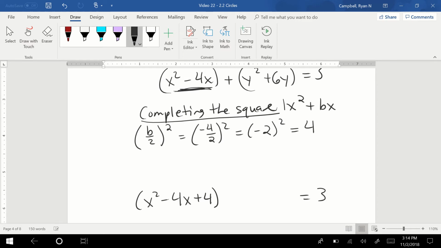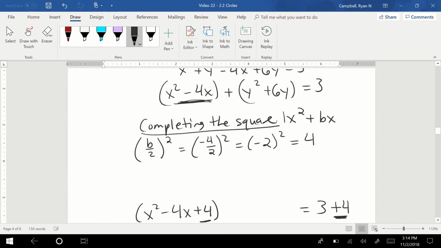But remember, this 4 can't just come out of nowhere. It has to come from somewhere. So if we're going to add 4 to one side, we have to add 4 to the other side. That's going to be the biggest reason why people get something wrong on the test, I would imagine, assuming you did the homework and you actually know what you're doing. That would be the biggest reason why someone would not necessarily get the right answer. It's because you don't remember to add the 4 to the other side.